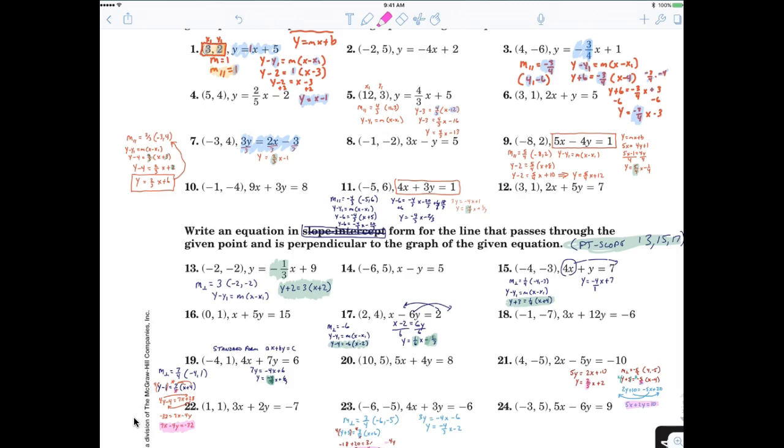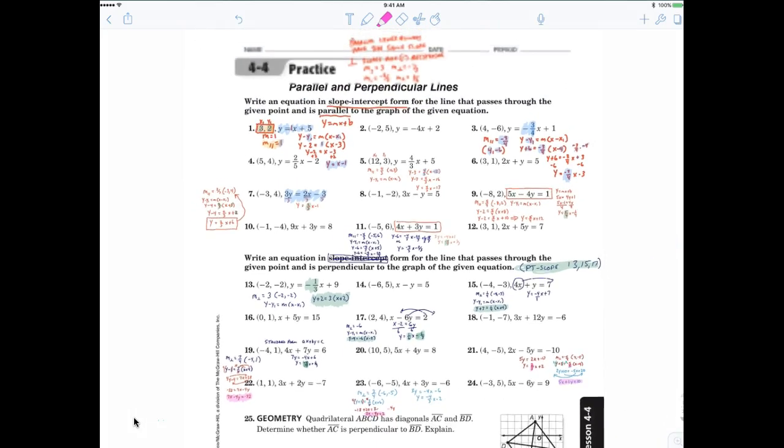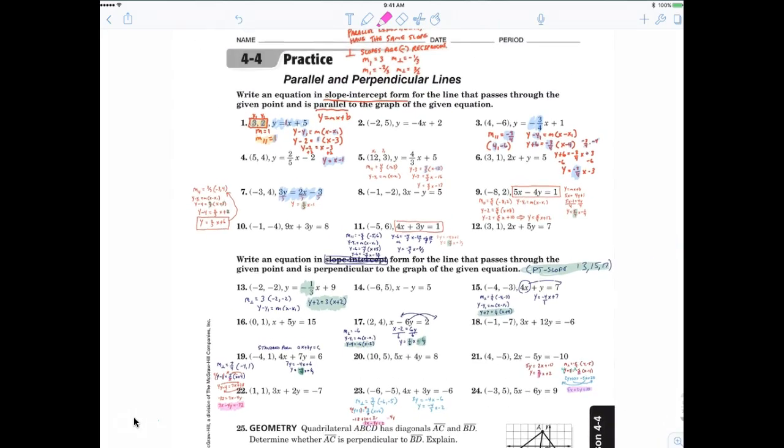But please, please, please be good to your sub and also continue to work hard. Because again, writing the equations of lines is super important. You do that throughout your high school and college careers, always writing the equations of lines.